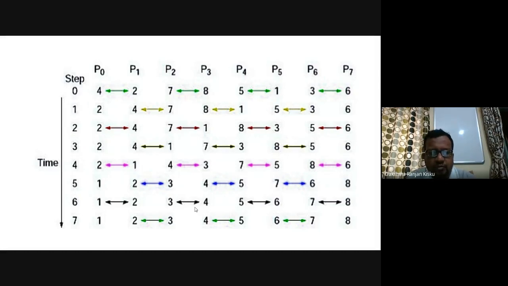So in the odd step or even step, according to the given criteria, we compare the adjacent elements. In step one, P0 P1 is not compared; P1 P2 are compared, then P3 and P4, P5 and P6. But we are not comparing P0 P1, P2 P3, P4 P5, and P6 P7. So alternately, whenever k is either odd or even, we apply the comparison operation on adjacent elements accordingly.